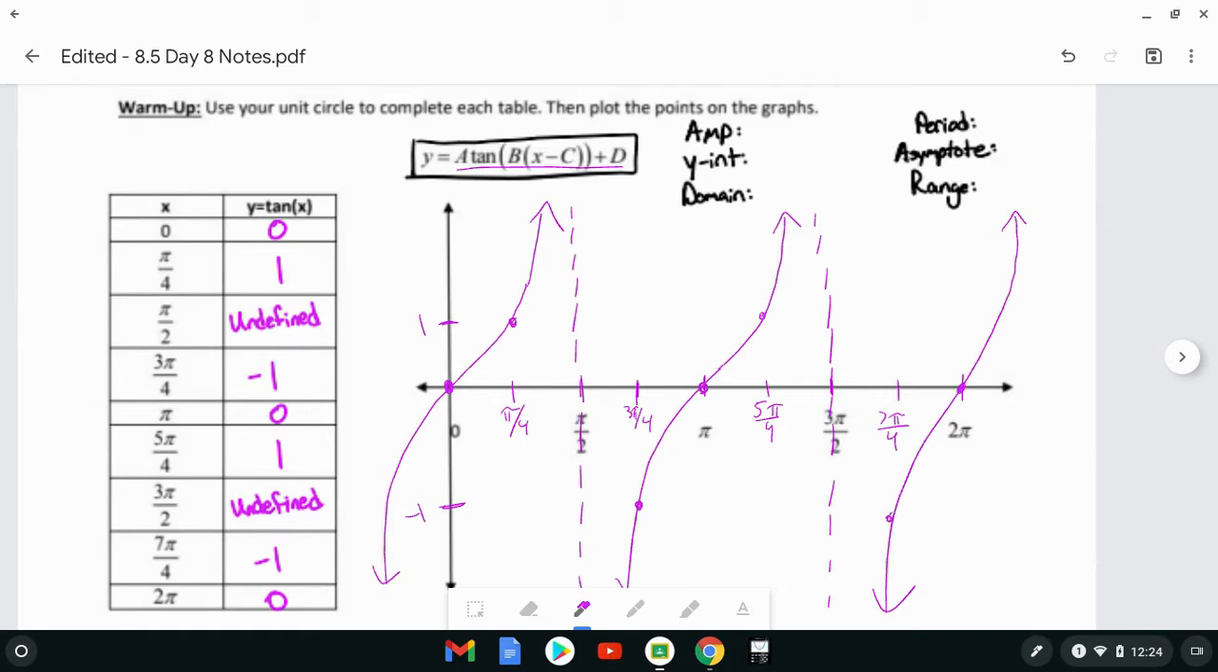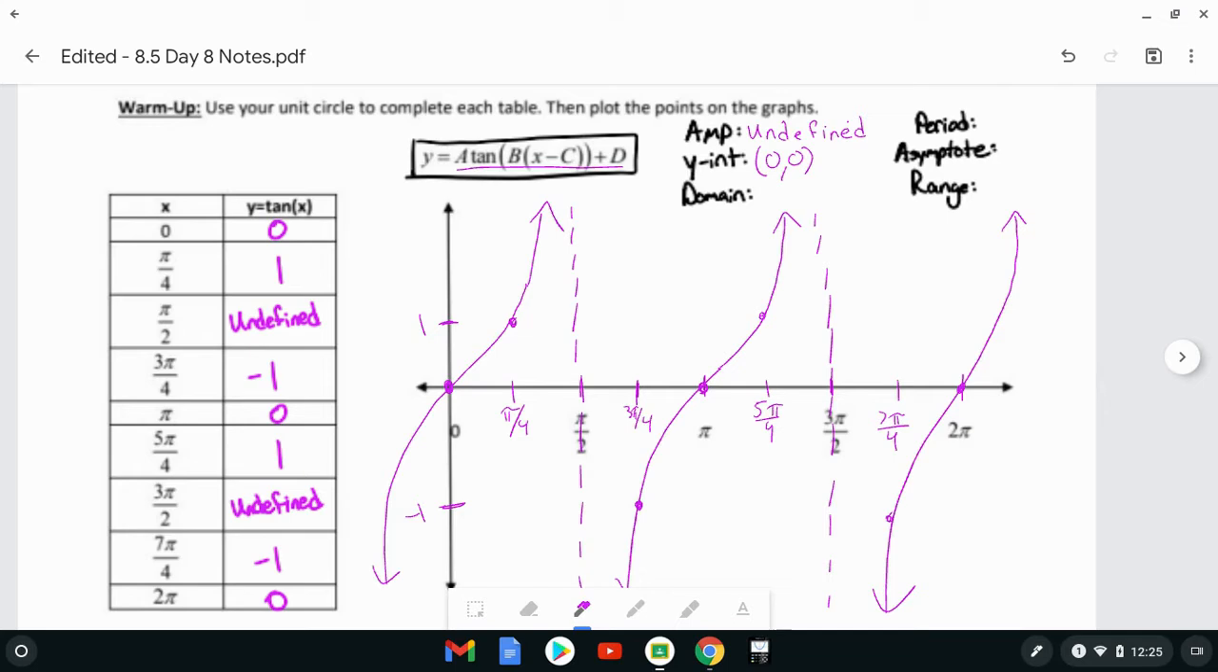So the amplitude, again, the vertical maximum and minimum, is undefined for a tangent function because obviously it goes up and down forever. So there's never really a maximum and minimum to have an amplitude. The y-intercept for our tangent of x function is going to be 0, 0. Now again, obviously if we make a horizontal shift, it will move.